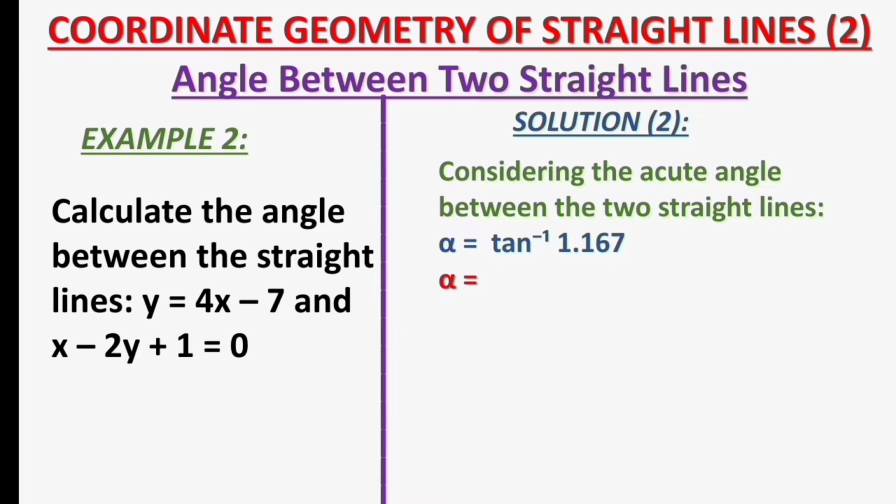Firstly, let's consider the acute angle between the two straight lines. In doing this, we are going to disregard the initial negative sign in minus 1.167 and we are going to solve for alpha is equal to the tangent inverse of 1.167. When we do this, what will be the acute angle alpha between the two straight lines? Let's see if you are right. The acute angle alpha between the two straight lines is 49.4 degrees.